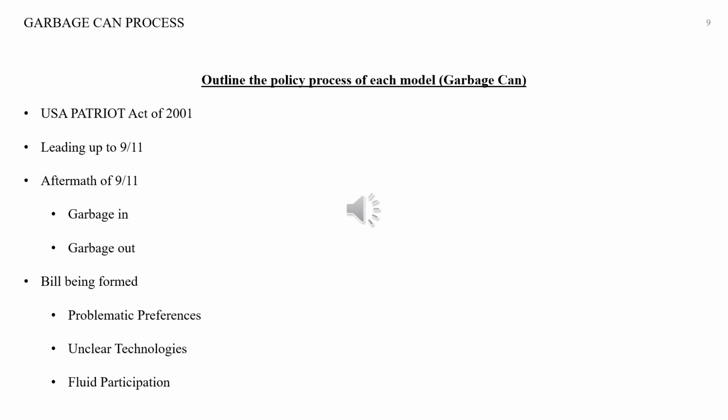In its original form, the bill offered a number of thoughts on how to keep America safe: problematic preferences. The policymakers did all of this without knowing exactly how they would implement much of the language in the bill: unclear technologies. And since there were a lot of hands in the cookie jar throughout the last 16 and a half years of its existence, the hands have changed over and over throughout the implementation process: fluid participation.